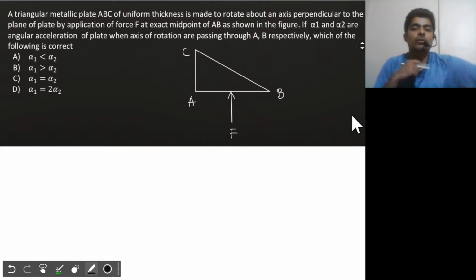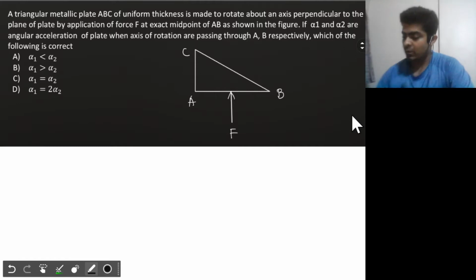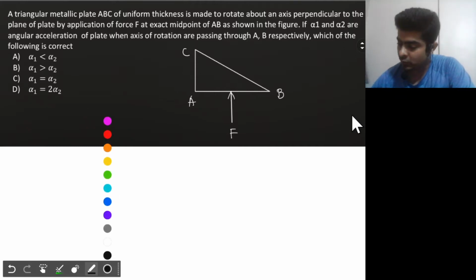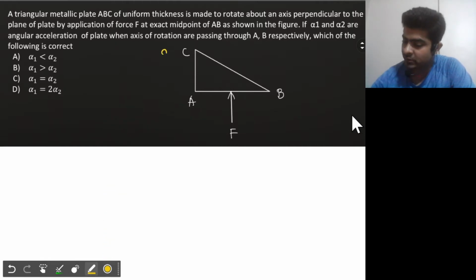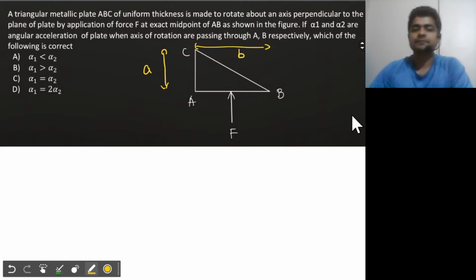Okay. So let's see. About points A and B, the moment of inertia will be different. So obviously the angular acceleration will not be same. So we just need to compare how much will that be equal to. Now let's say sides of the triangle are not given. So we also need to assume the sides of the triangle. So let's say that this side is A and this side is B.